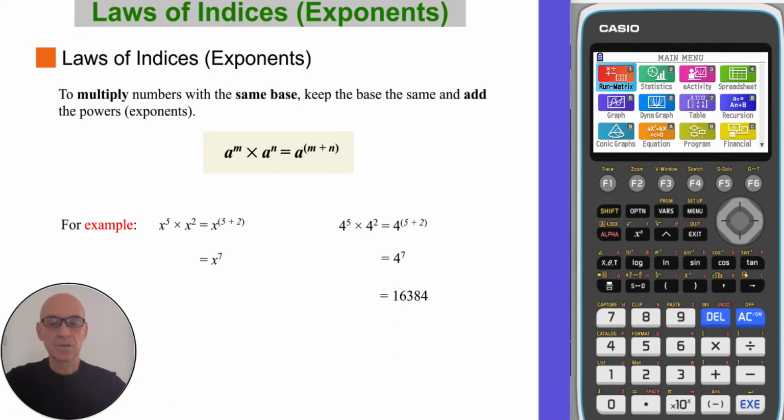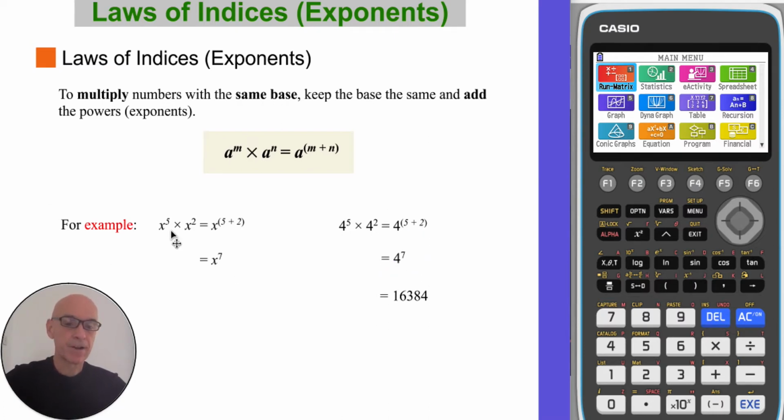The laws of indices, or exponents, are a set of rules that you need to be familiar with. The first one states that if you multiply numbers with the same base, then you add the powers. For example, x to the power of 5 multiplied by x to the power of 2, you add the powers giving x to the power of 7. And performing that calculation numerically, 4 to the power of 5 multiplied by 4 to the power of 2, you keep the base the same and you add the powers, giving 4 to the power of 7.